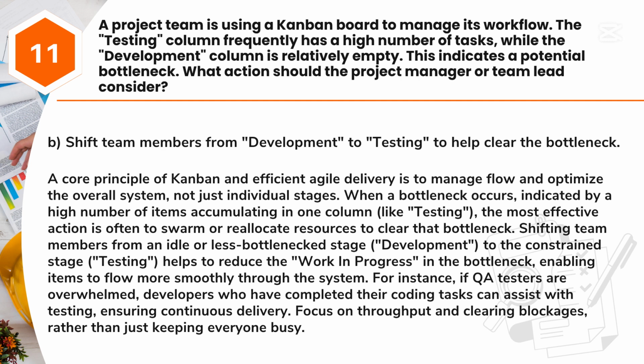Shifting team members from an idle or less bottlenecked stage, development, to the constrained stage, testing, helps to reduce the work in progress in the bottleneck, enabling items to flow more smoothly through the system. For instance, if QA testers are overwhelmed, developers who have completed their coding tasks can assist with testing, ensuring continuous delivery. Focus on throughput and clearing blockages, rather than just keeping everyone busy.